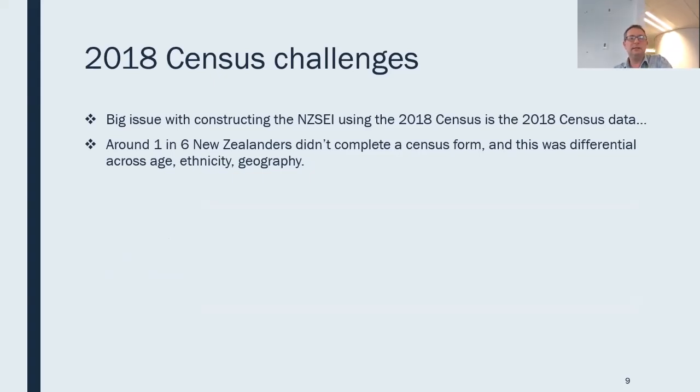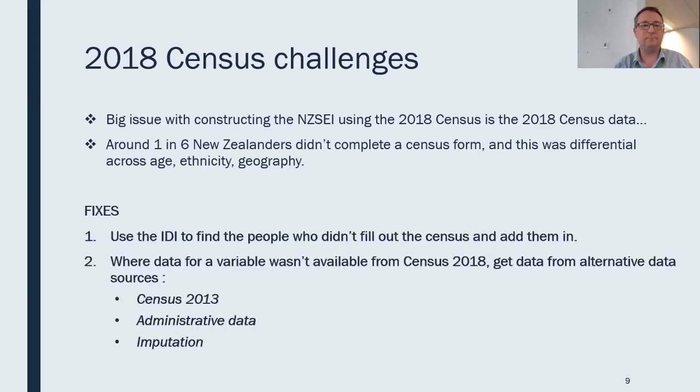Okay, the 2018 census had some issues with the data in that 1 in 6 New Zealanders didn't complete a census form, and there were big variations in the population about who did and who didn't across age, ethnicity, and geography. And this is an issue because if 1 in 6 people didn't complete the census form, can we construct a socio-economic scale that looks like it would do had everyone completed the census? That's what Natalia is going to talk about.